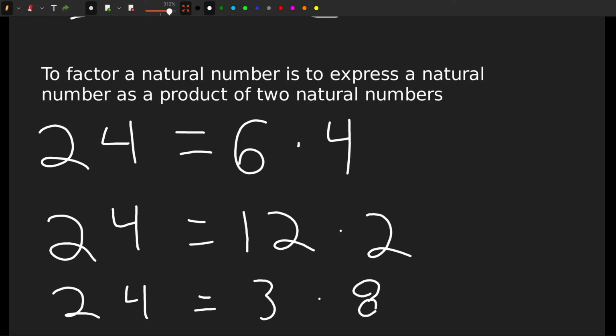When we're talking about factoring, there's usually not just one factor set that works. A large amount of numbers have multiple factors. Okay.